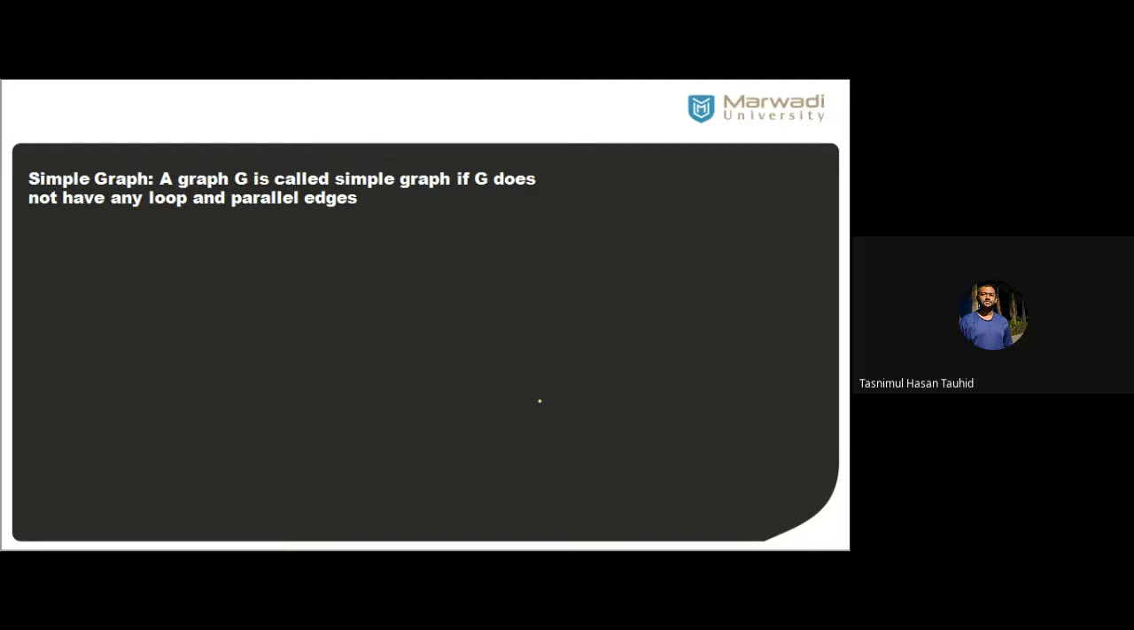More than one edge is there. From two vertices, more than one edge is there in a connectivity. And those two edges or those three edges are said to be parallel edges.